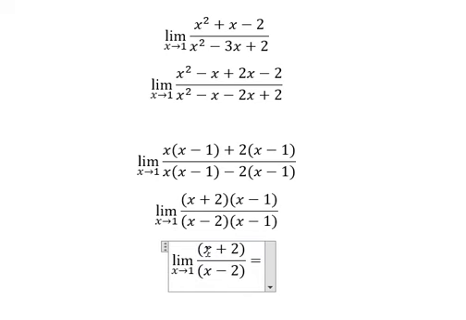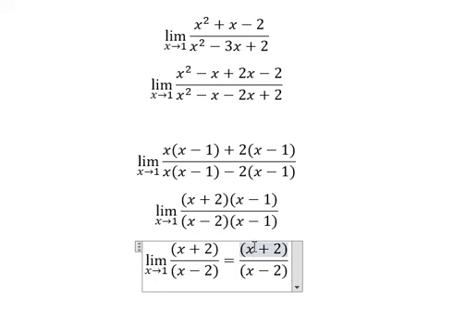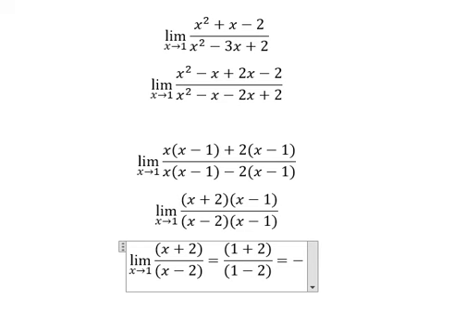Now we can put number 1 gone here and here. And we have negative number 3.